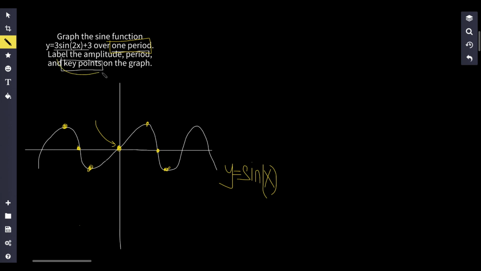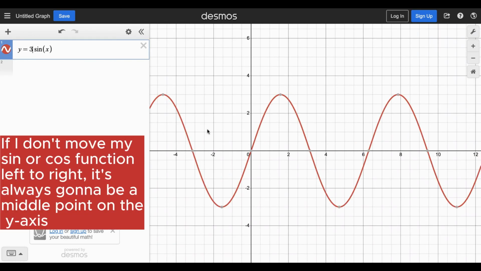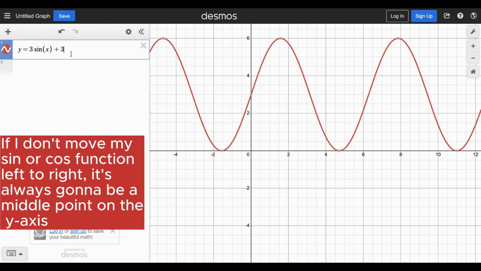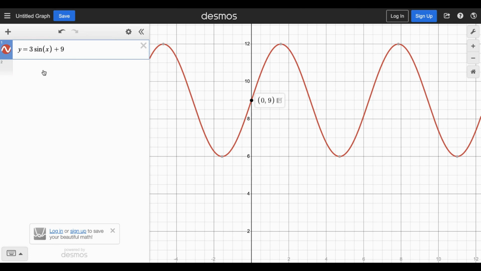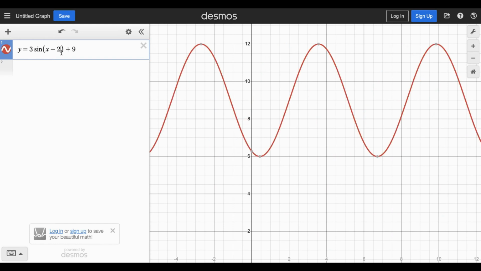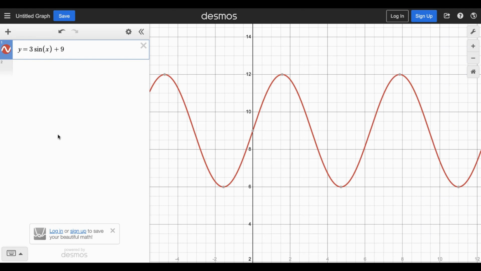When I'm talking about key points on the graph, I'm talking about either the maximum point, the middle point, or the lowest point. If I have the original graph of sine of x, it's always going to be a middle point. If I make the amplitude 3, it's still going to be a middle point, no matter what I do. Now, in later lessons, you have to learn about horizontal shift, basically moving this function left or right, and that's when things can change. If I put a minus 2 in here, then it's not a middle point when it crosses the y-axis. But I don't think you need to know that for the quiz.